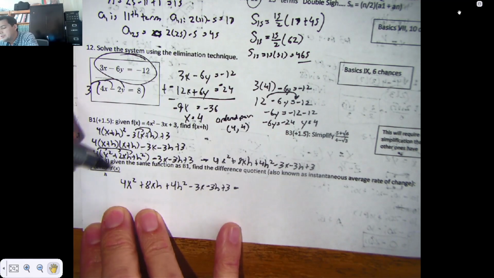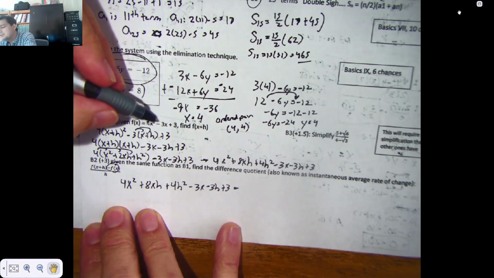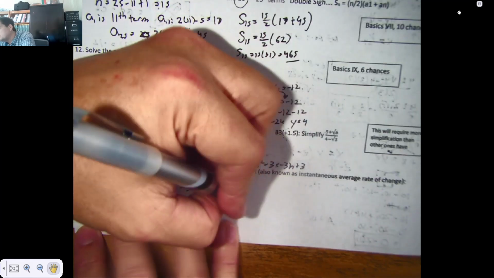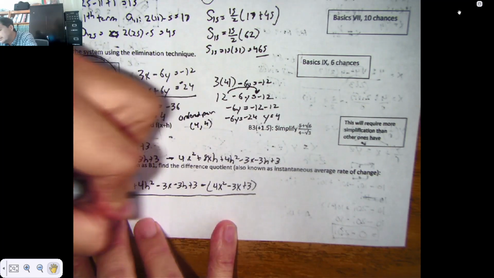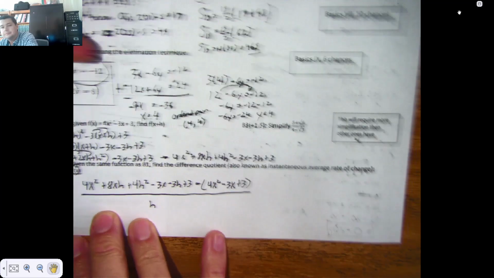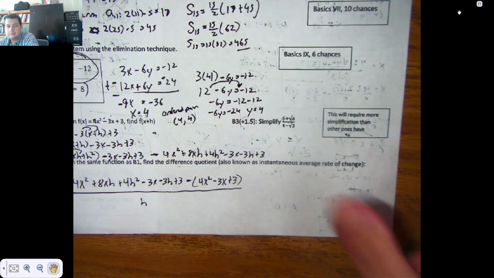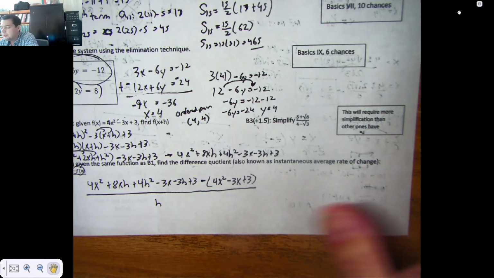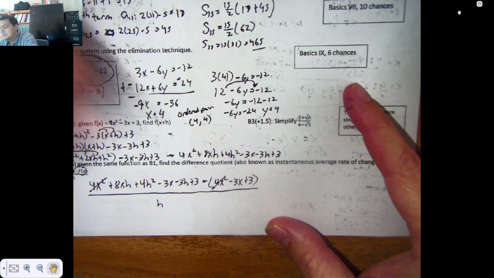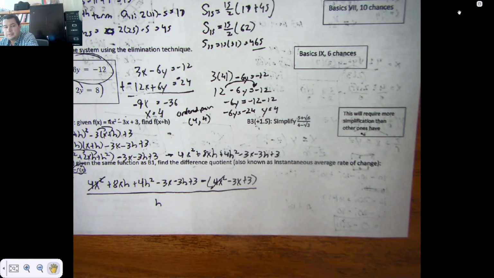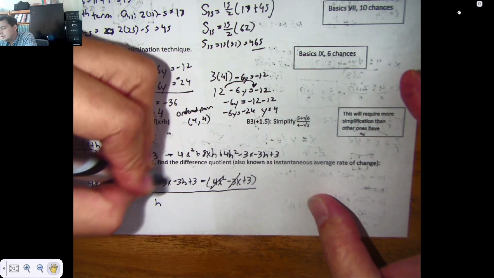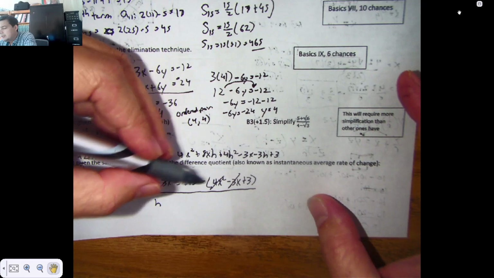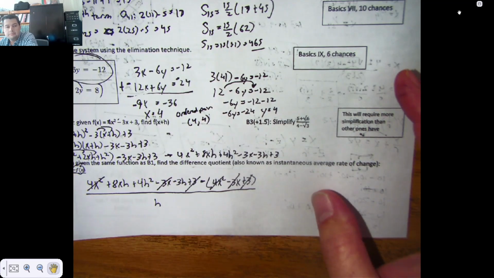Take away the original function. There's 3 things in that original function, so you make sure you wrap, or you will screw up. And it's all sitting pretty over the letter H. Now lots of things cancel. That's one of the points of difference quotient. 4x squareds cancel because we have 4x squared minus 4x squared. We have a negative 3x, take away a negative, so gone, gone. And we have 3, take away 3, gone, gone.